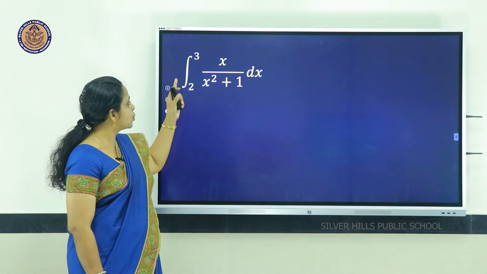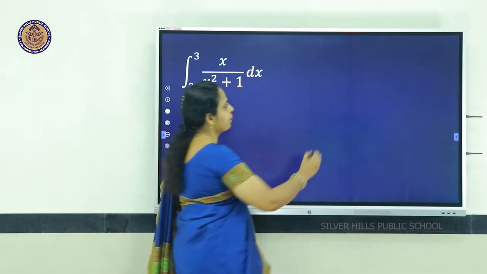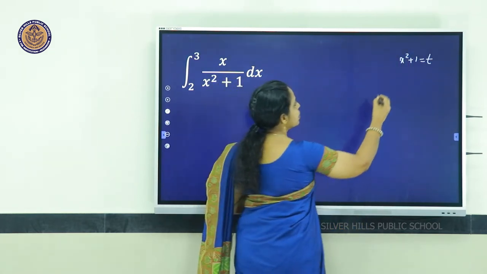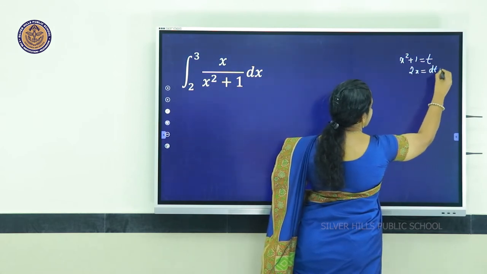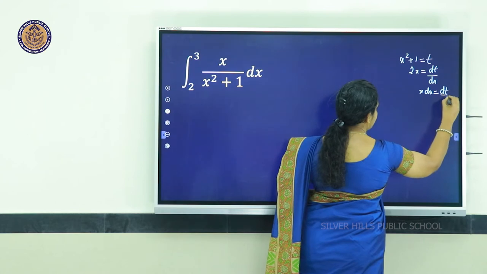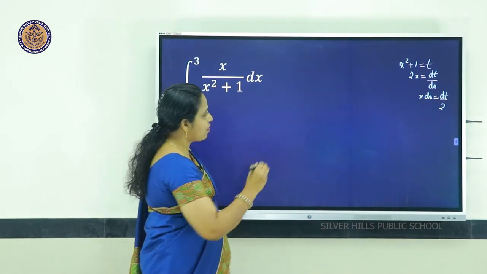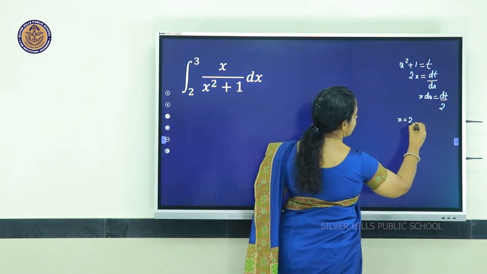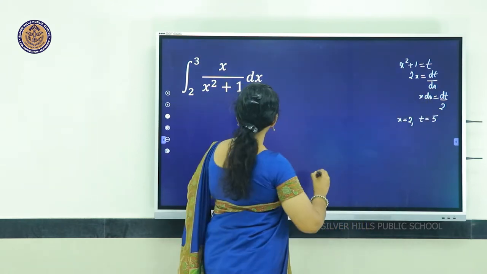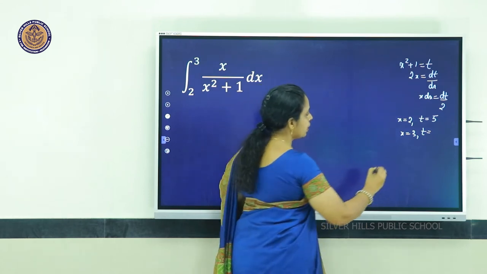Next question, integral 2 to 3 x by x square plus 1 dx. Here, let us substitute x square plus 1 equal to t. Differentiating with respect to x, 2x will be equal to dt by dx. So, x dx will be equal to dt divided by 2. Again, the changes in the limits we should see. When x equal to 2, t will be 2 square plus 1, 4 plus 1, 5. When x takes the value 3, t will be equal to 3 square, 9 plus 1, 10.